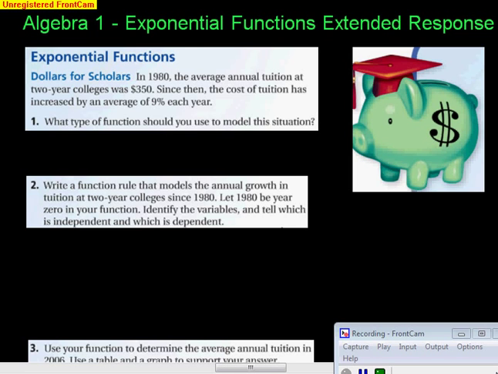Okay, so this video is for Algebra 1. This is an extended response question involving some exponential functions, just to get you used to those extended response type questions, okay? So again, pause it, start it however you want to do it. Should be about 10 minutes long.